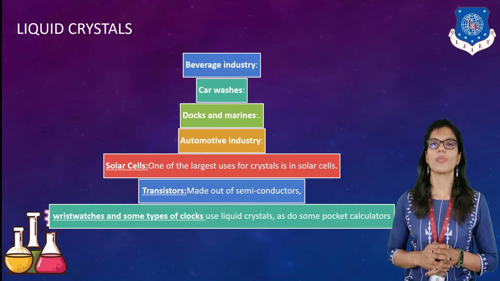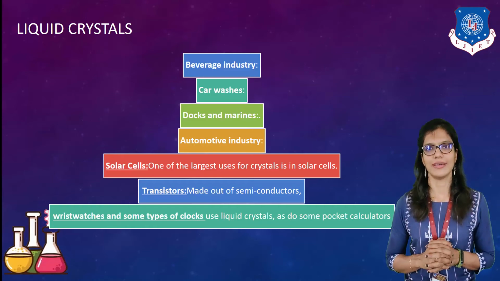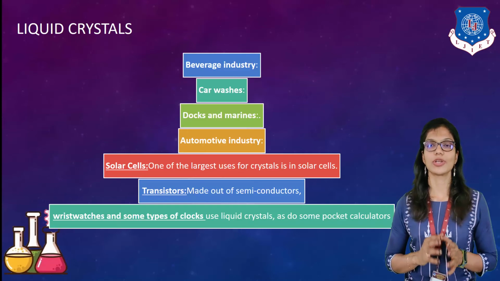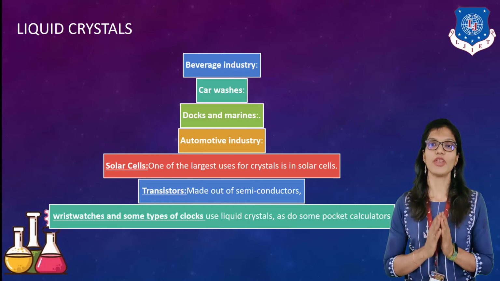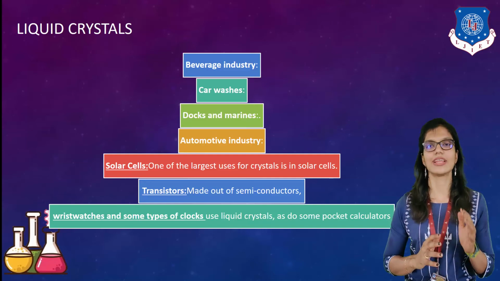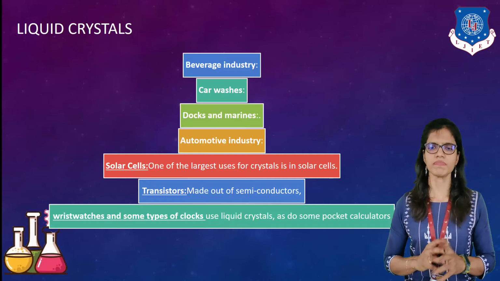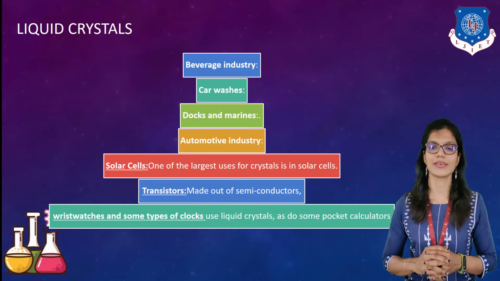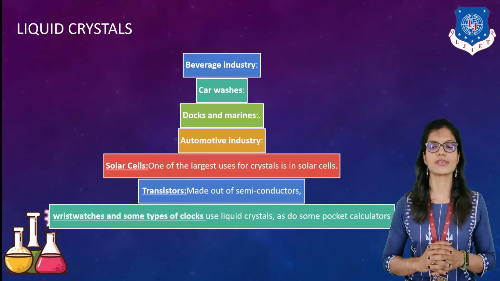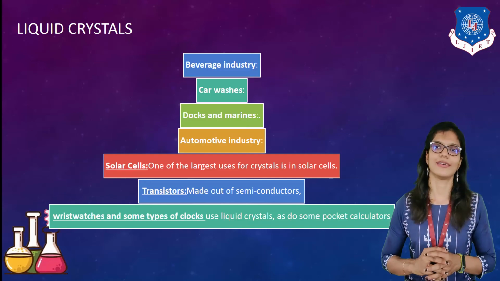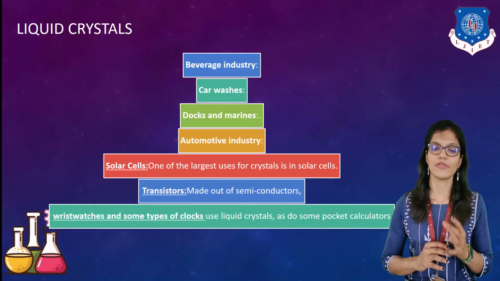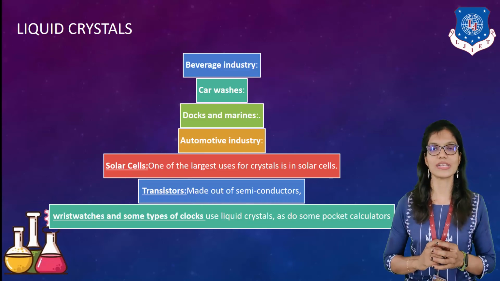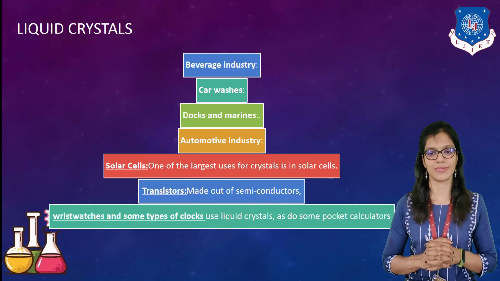Now, our next topic is liquid crystals. Liquid crystals are the crystals which are used in manufacturing of LCDs, that is liquid crystal displays. Beverage industries, widely used again, car washes, docks and marines. It is used in automotive industries, and widely used in manufacturing of solar cells. That is one of the largest uses for crystals. If you utilize liquid crystals in solar cells, their efficiency is increased.